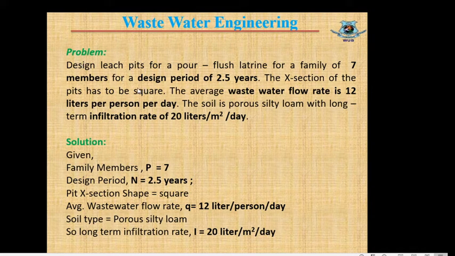Let's design a leach pour flush latrine. First read the question. Design a leach pit for a pour flush latrine for a family of 7 members for a design period of 2.5 years. That means we have to design a leach pour flush latrine that will be used by a family of 7 persons, and the design life will be 2.5 years. The cross section of the pit has to be square. The average wastewater flow rate is 12 liters per person per day. That means Q is 12 liters per person per day.